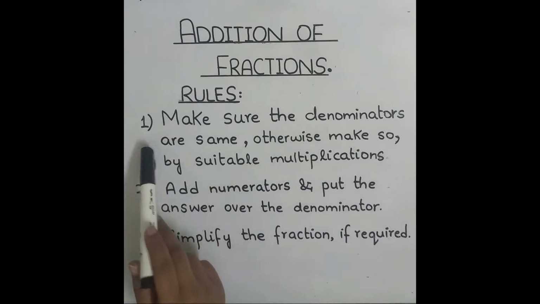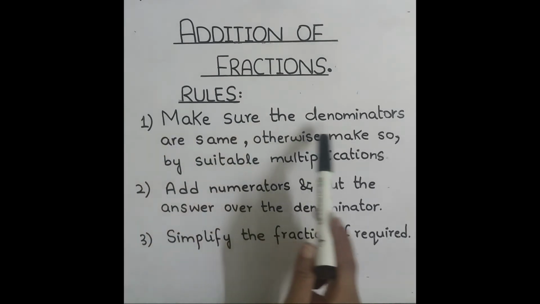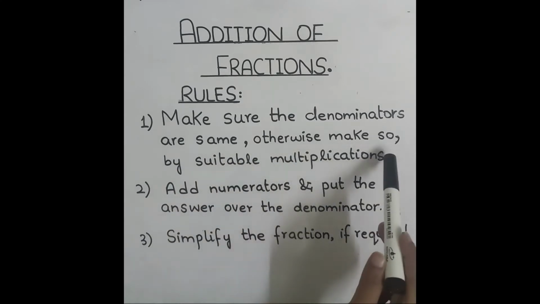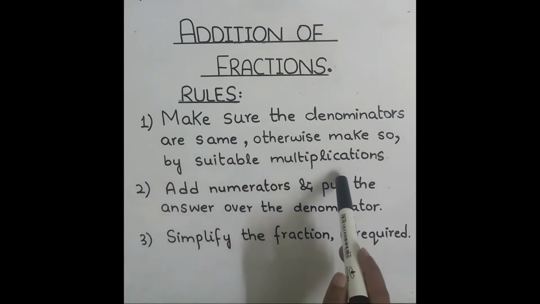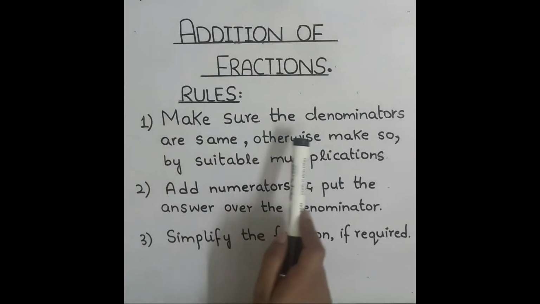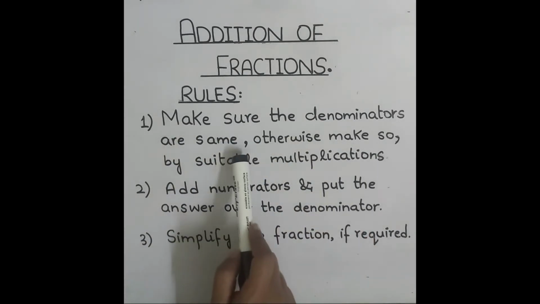Rule number 1. Make sure the denominators are same. Otherwise, make so by suitable multiplications. Rule number 2. Add numerators and put the answer over the denominator. Rule number 3. Simplify the fraction if required. So what does it mean? That firstly you have to make sure the denominators are same.